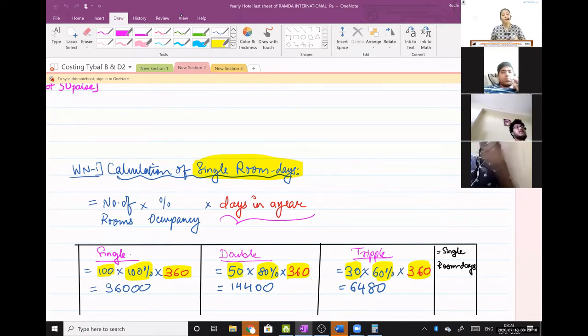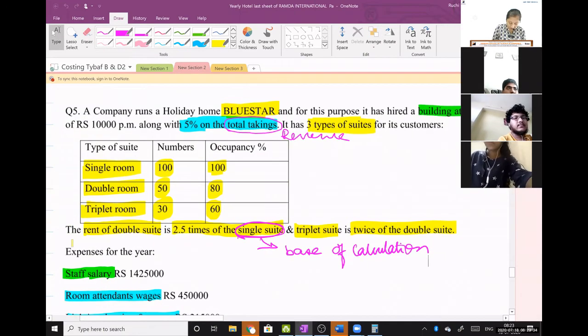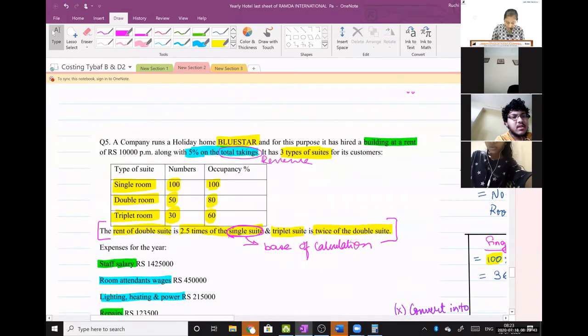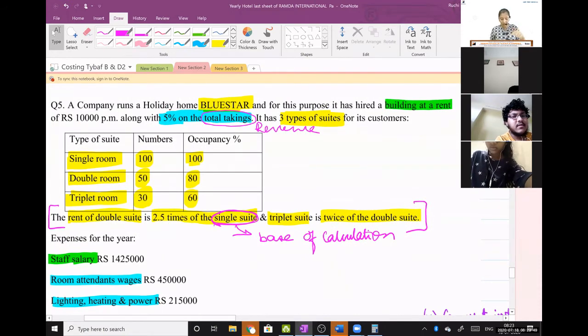Okay. Next. Now, what is the next important thing in the question? You have to convert your double rooms and triple rooms also into single rooms. Why? Because the base of calculation is single room. See, because of this sentence. Okay. Whatever will be your final answer, I mean your single room rent, you have to take 2.5 times so that you get the double room rent, and you have to take twice of the double room so that you get the answer for the triple room. Okay, so this is the basis of calculation. So you have to convert your double room and triple room into single room.